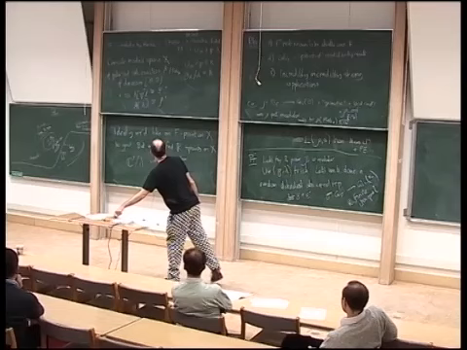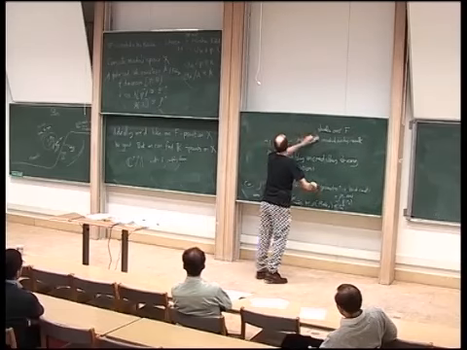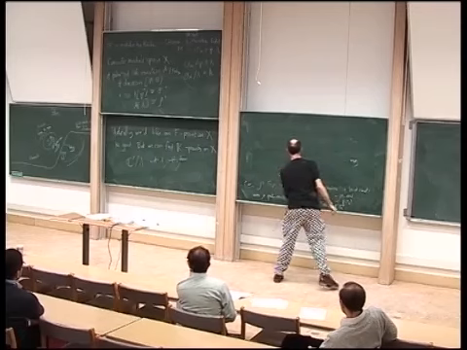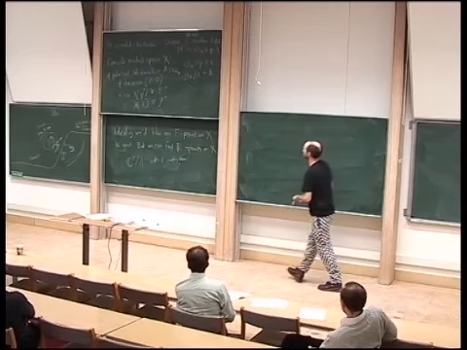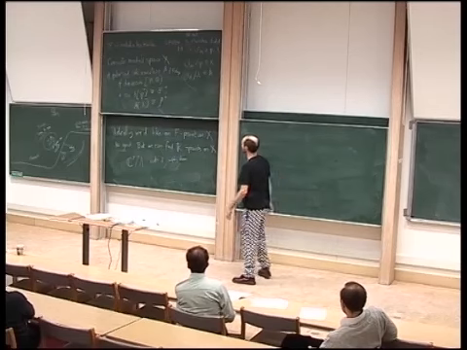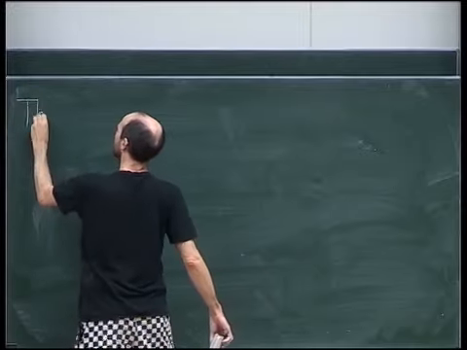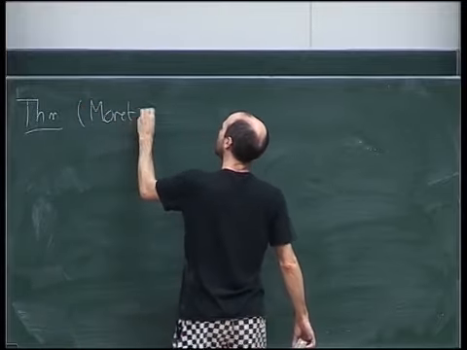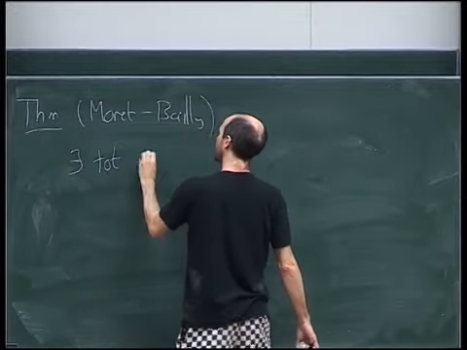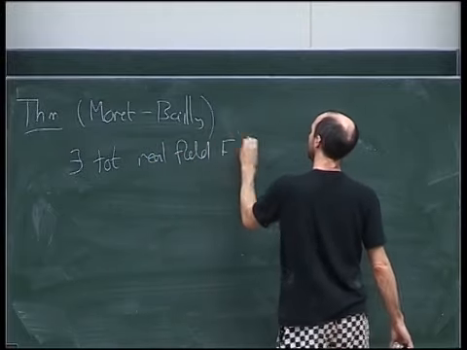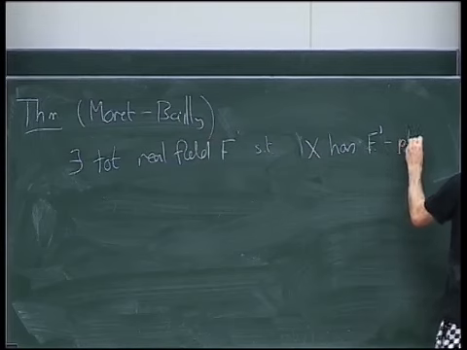And a theorem of Moret-Bailly. Are points you mean any embedding? Any embedding you like, because all the complex conjugations are behaving the same. Yes, for any embedding of F into R. So furthermore, a theorem of Moret-Bailly: there exists some totally real field F prime such that X has F prime points.